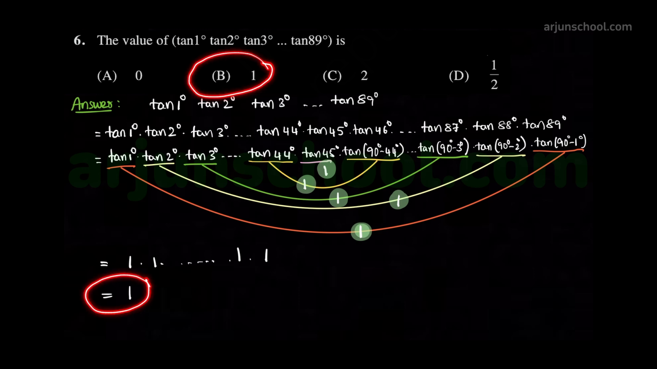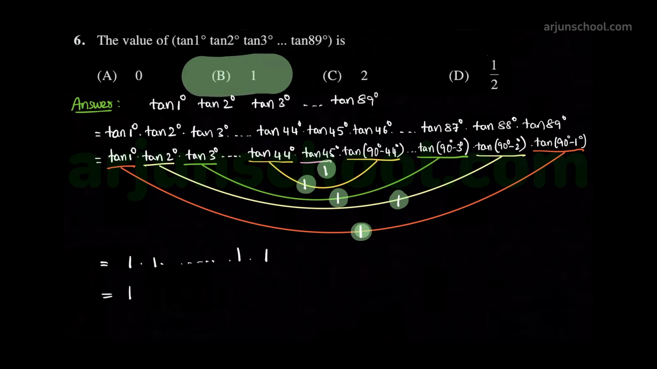which is option B. Therefore, for the given question, the value of tan 1 degree, tan 2 degrees, tan 3 degrees and so on tan 89 degrees is option B, 1.